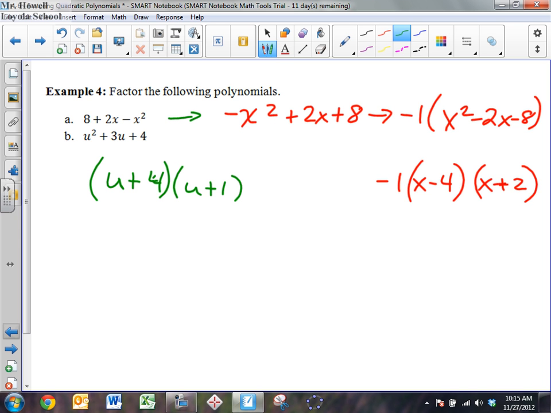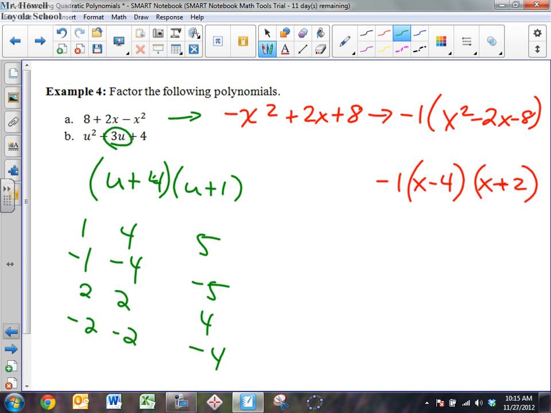So here's how you do it. Think about it. What are the factors of 4? 1 and 4, negative 1 and negative 4, 2 and 2, negative 2 and negative 2. Do any of those add up to give you the middle term, which is 3? No. None of them do. This adds up to give you 5, negative 5, 4, and negative 4. None of those sum up to 3, so this one is prime. It is not factorable. Okay?